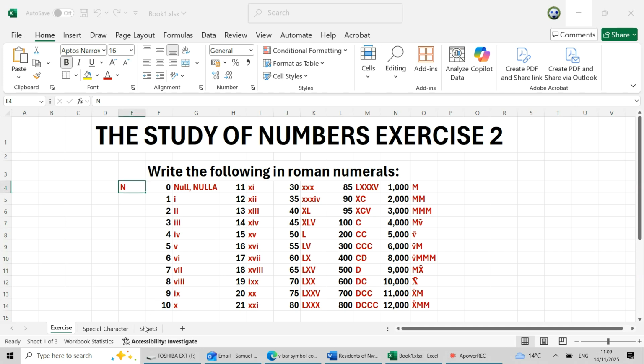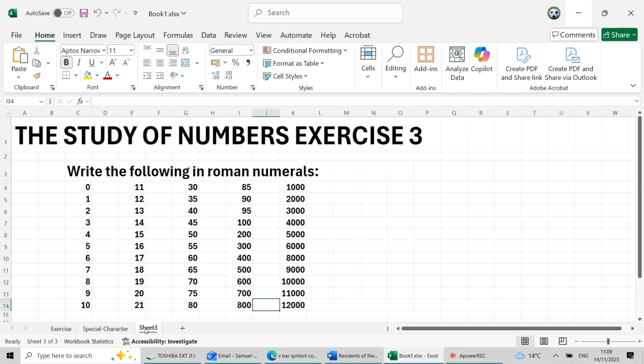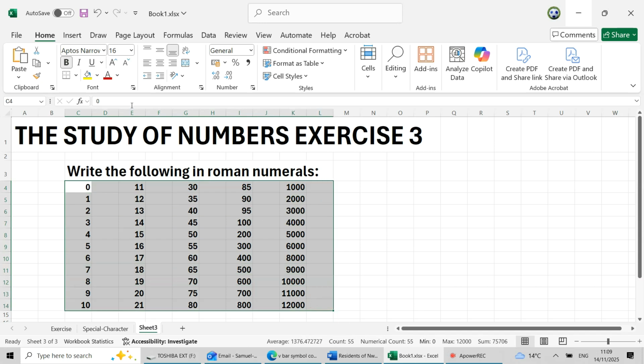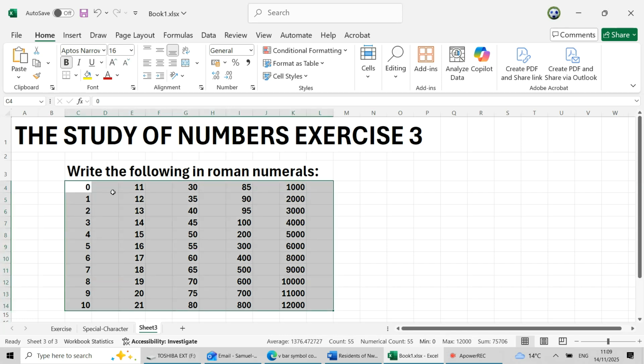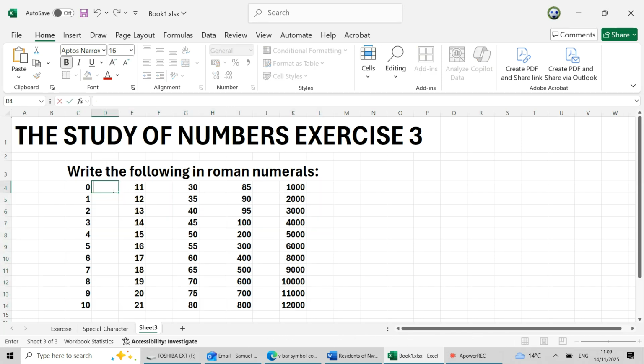So let's try to rehearse, or go through the same thing over and over again. Let me increase this font size to be the same, size 16 for every one of them. My friend, this is the exercise we are supposed to do. We did it as exercise 2, but I'm putting it as exercise 3 at the moment because I want to make sure that you get it right. So write the following in Roman numerals.